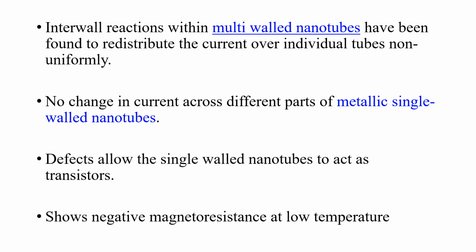In multi-walled carbon nanotubes, interwall reaction redistributes the current over individual tubes non-uniformly. But in single-walled metallic carbon nanotube, no change in current is observed. Defects allow the single-walled nanotube to act as transistors. Carbon nanotube shows negative magnetoresistance at low temperature.